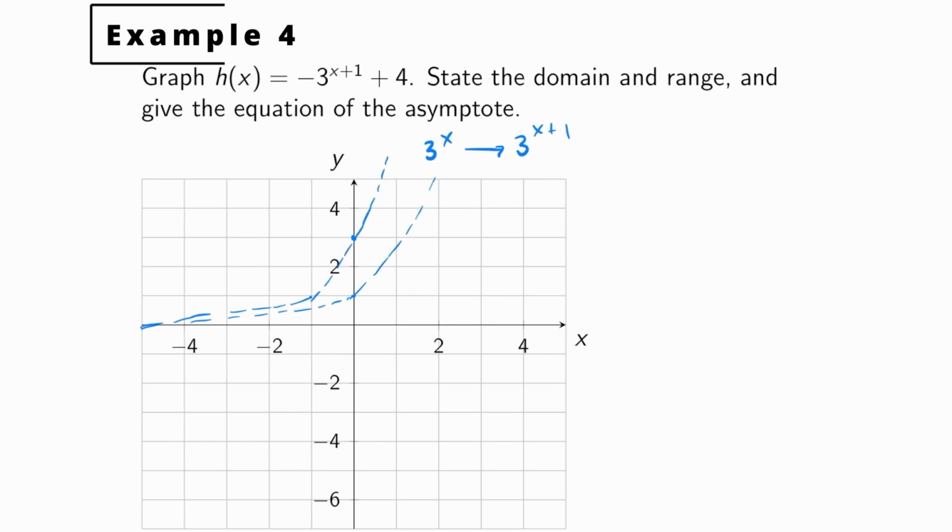And now to get the next step, we take -3 to the x plus 1. Now to get the graph of that, we take the graph of 3 to the x plus 1 and we reflect it in the x-axis. So what that's going to give us, it's going to go through this point here and this point down here. It's going to look like this.